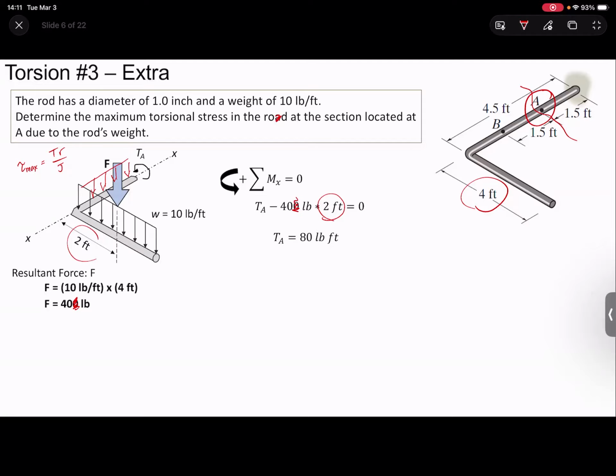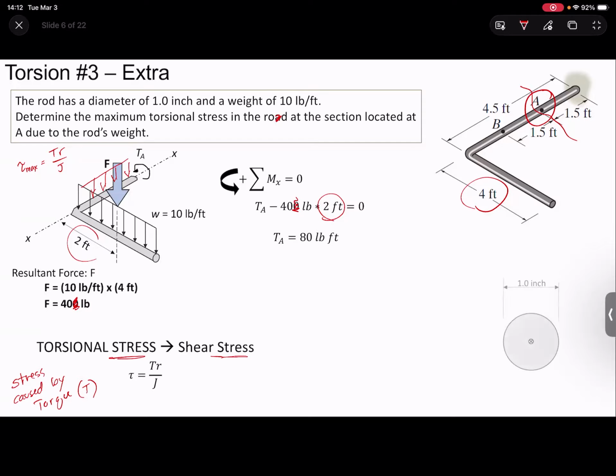What you want to be looking for is, again, the term stress here, right? So we know it's a stress. That means it is the torque stress, or the shear stress caused by torque. Another way of thinking about this is stress caused by the torque, or T. So look for the equation that has the T in it.